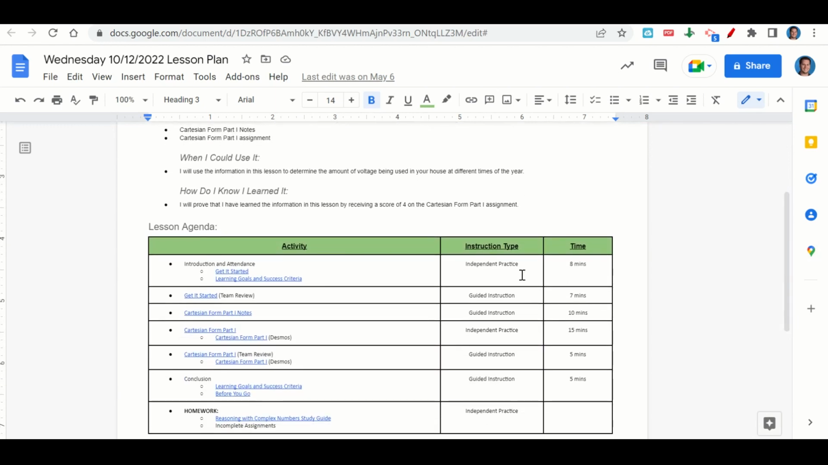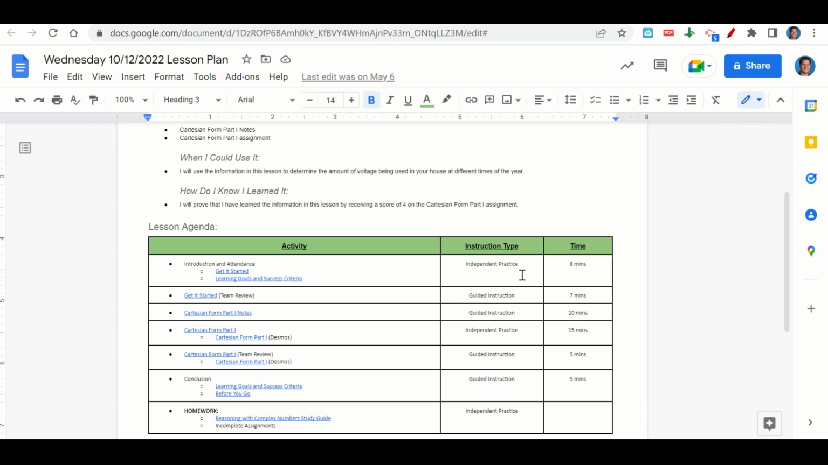Now let's take a look at our agenda for today. We will begin by going over our learning goals and success criteria. While we do that, you'll fill out your Get It Started. Once you've completed your Get It Started, we'll go over it together and answer any questions that you may have. After that, we'll go over the Cartesian form Part 1 notes, and then I'll give you time to complete the Cartesian form Part 1 assignment on Desmos.